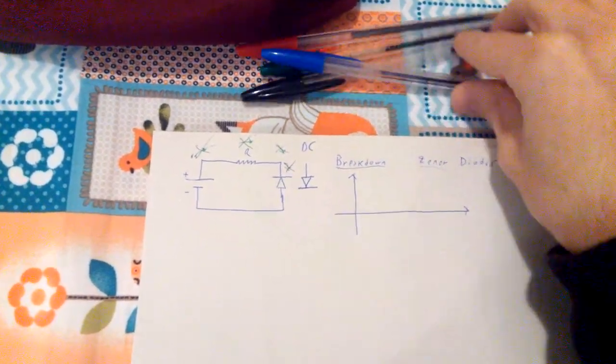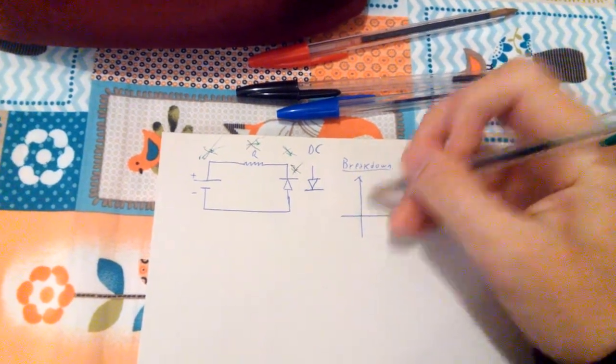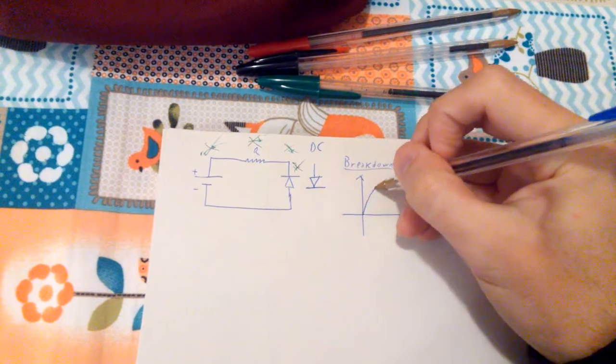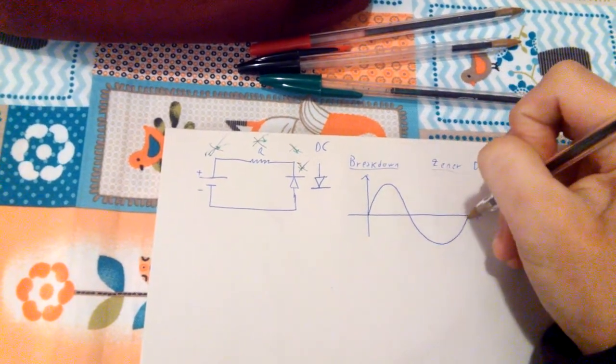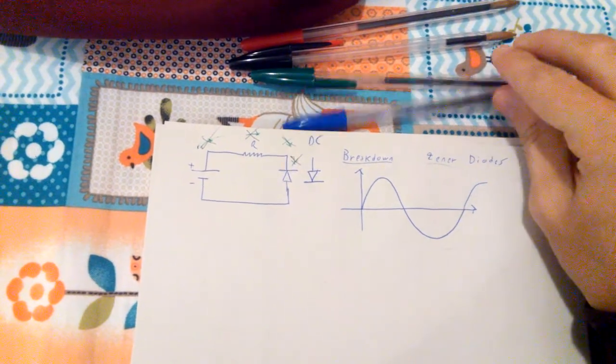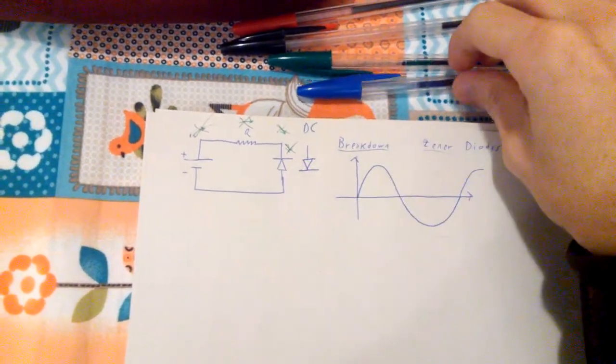So a sinusoid of one single phase, let me use the blue pen, would look like this, and then continue and so on. This is the AC.